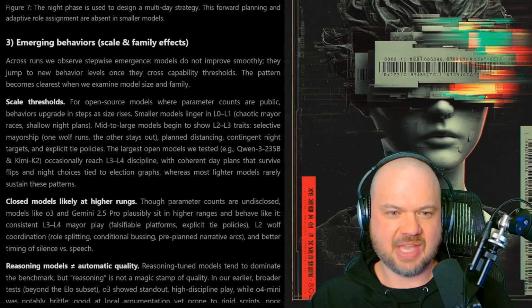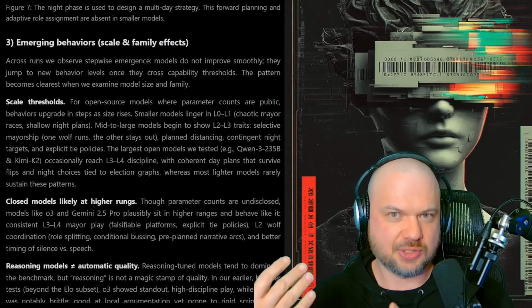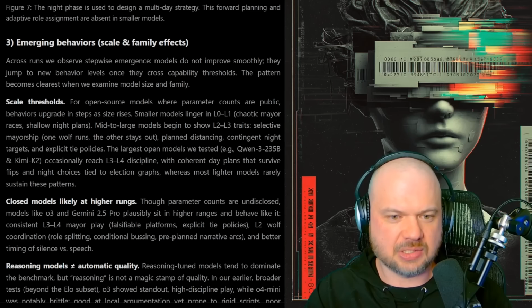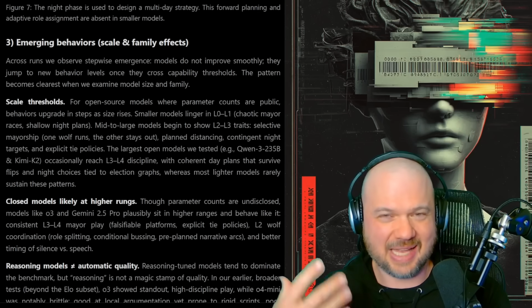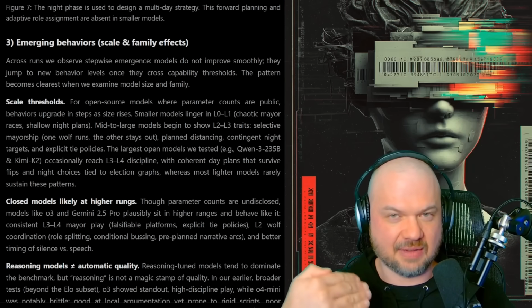So the emerging behaviors they seem to realize here are based, in large part, on parameter count. So how big these models are. The smaller models that are open source, where we know the parameter count, tend to stay in that L0, L1. And so they don't have great plans. They don't really know how to run things. The mid to large models begin to show higher level traits.